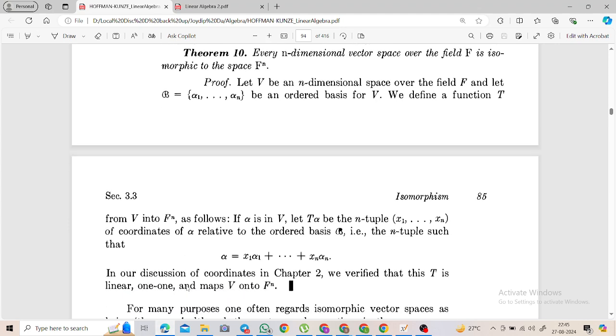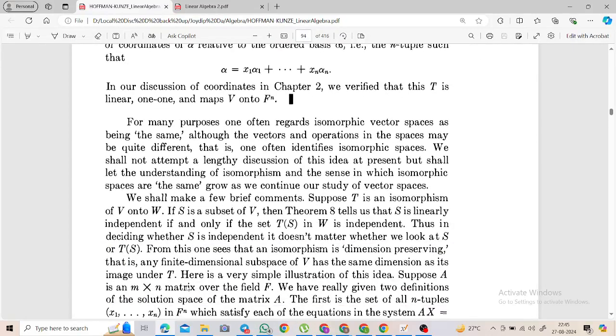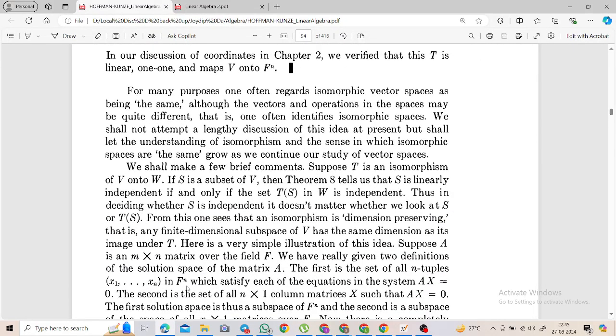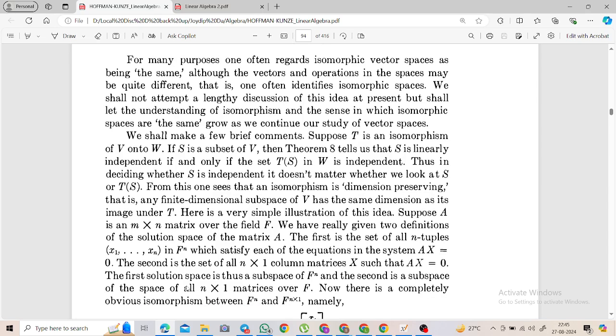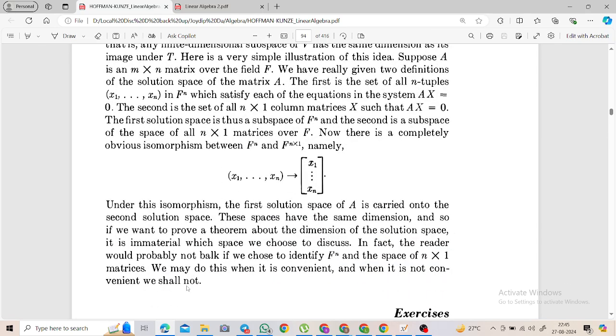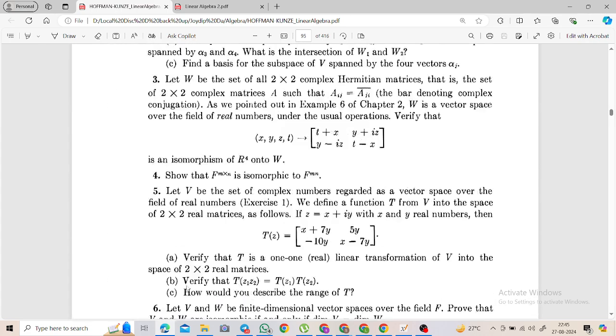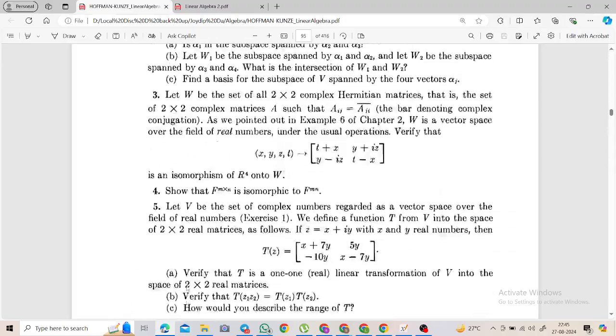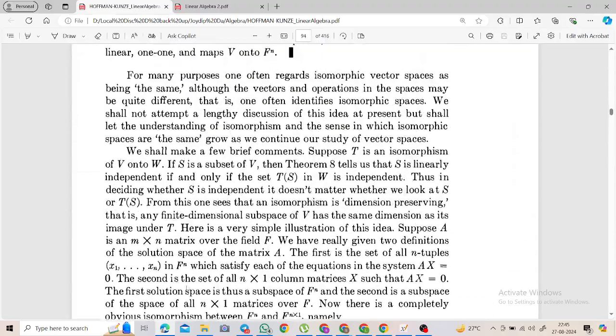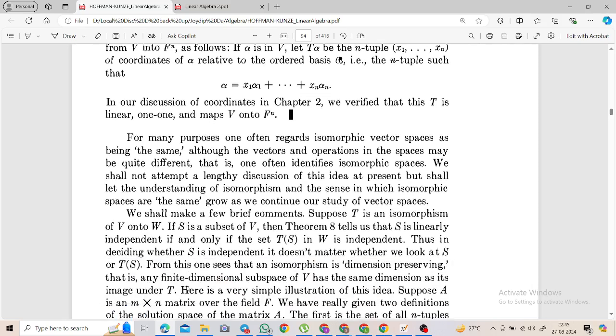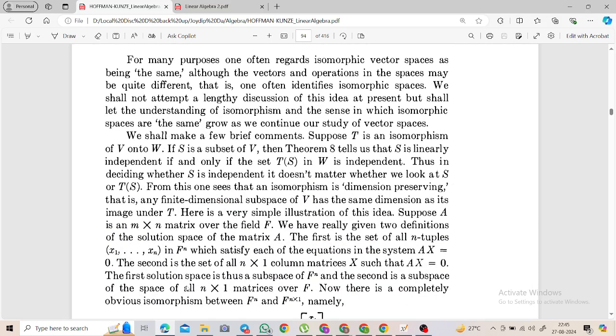Okay, let's see what they are doing next. So right next to it is the exercise. I'd request you to go through this part.